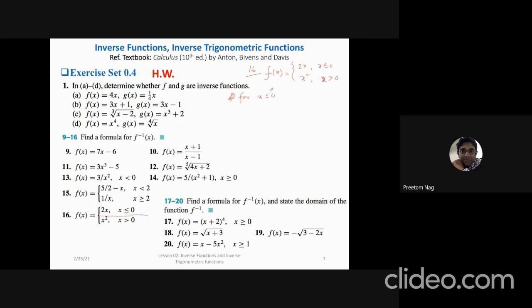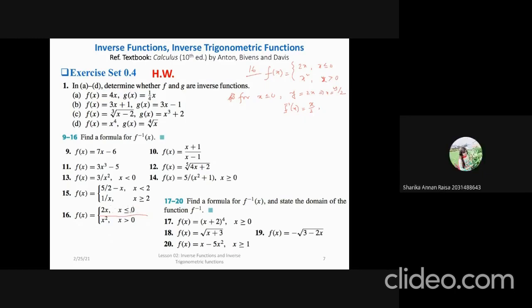Okay, so for x less than or equal to 0, let's say y equals 2x, so therefore x equals y over 2. So for x less than or equal to 0, our f inverse of x will be x over 2. Now what will be its domain? What will the range be for this case, x less than or equal to 0? y equals 2x, right?